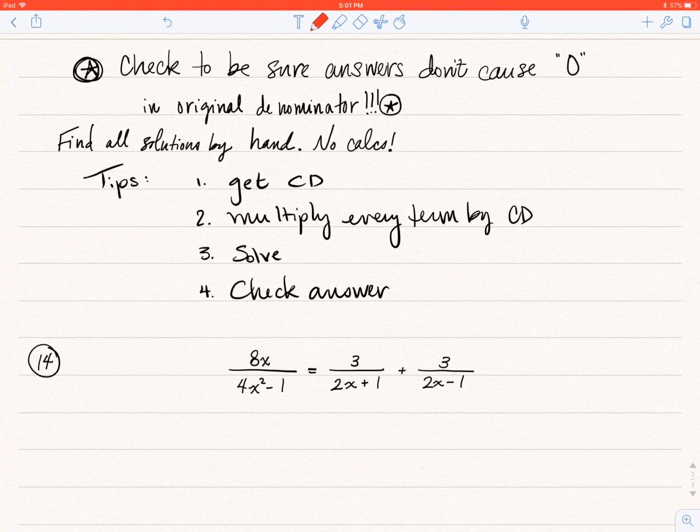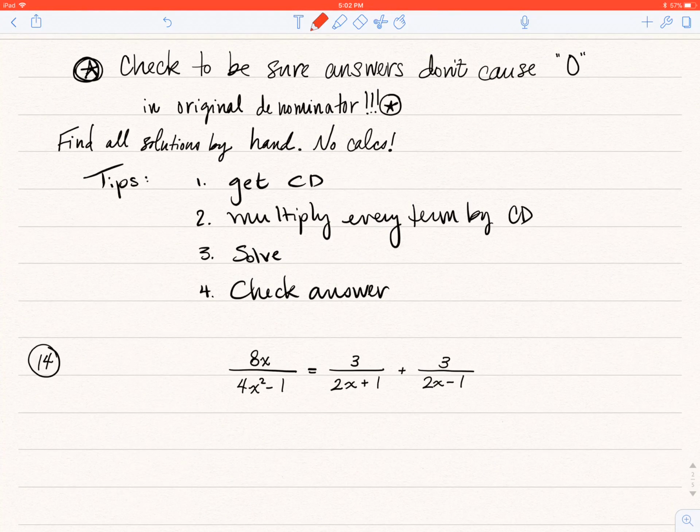You want to always be sure to check your answers, because if one of your answers causes there to be a 0 on bottom, you must throw that answer out. The directions here would say to find all solutions by hand. No calculators, as in no graphing on the calculators. I don't mind if you use add, subtract, multiply, divide. Those things don't bother me, but no graphing.